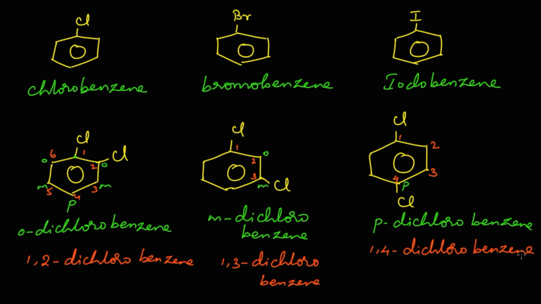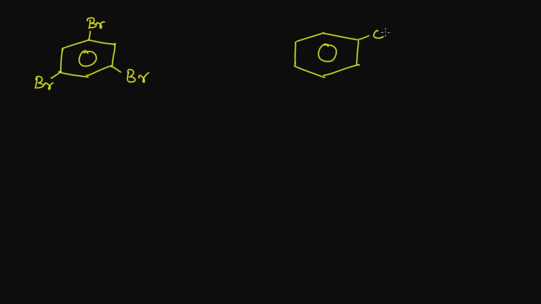Come on, let's learn some more structures in this. To the benzene ring, 3 bromine atoms are attached in the alternate position, bromine and bromine. The next one is to the benzene ring. Here CH3 is attached. We know that if CH3 is attached in the benzene ring, it is known as toluene. In the ortho position, chlorine is attached. Okay, and the next one is to the benzene ring, CH2Cl is attached.